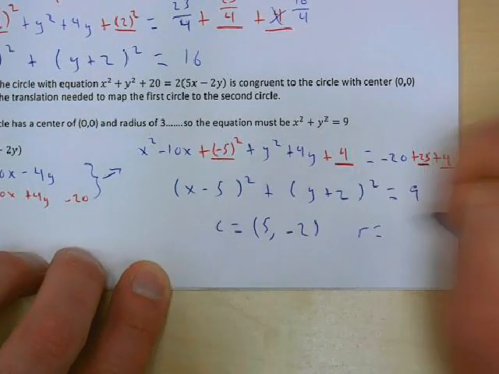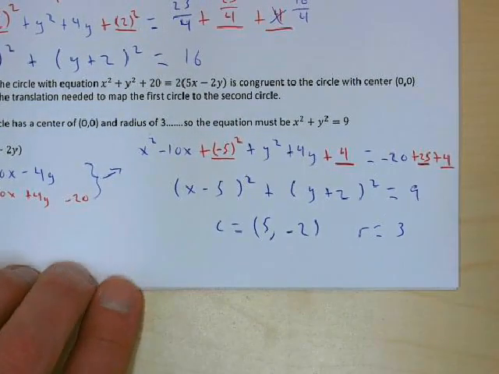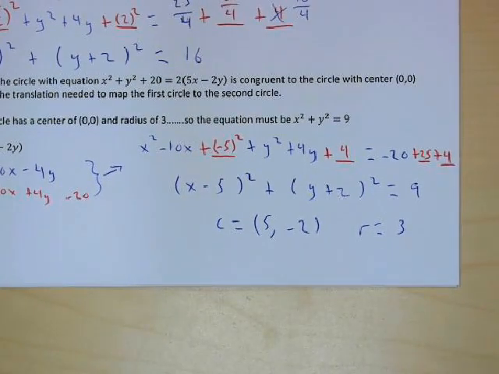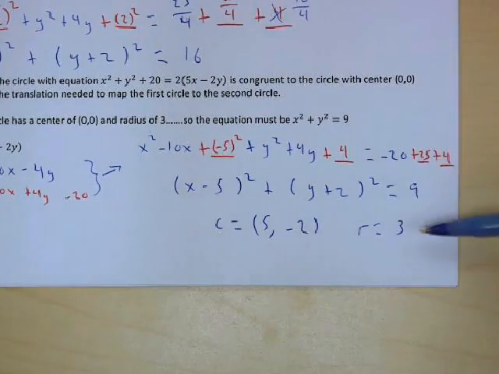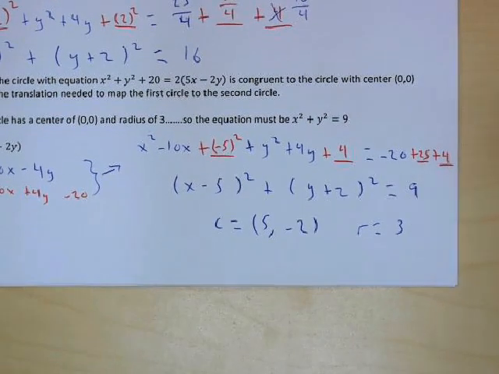And my radius is going to be the square root of that number, so the square root of 9 we just get 3. Okay, so let's see, are these two circles congruent? Our original circle had a radius of 3, this circle has a radius of 3, and they're both circles. So yeah, same size, same shape, yes, they're congruent.